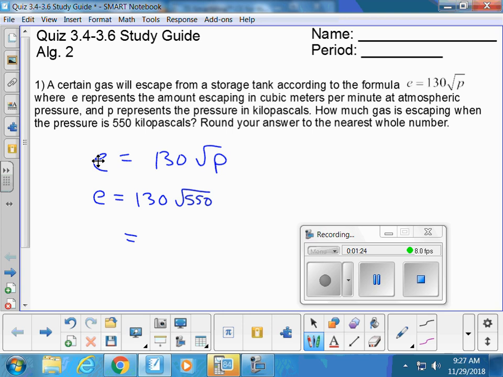And then just go ahead and type it in. I got 3,048.77, but it does say round your answer to the nearest whole number. So that is my answer, and I believe that technically would be labeled cubic meters per minute.